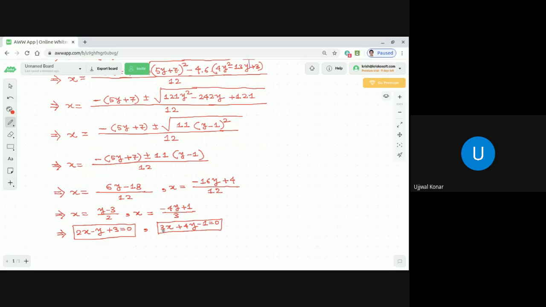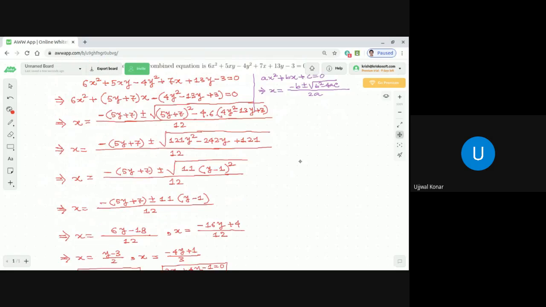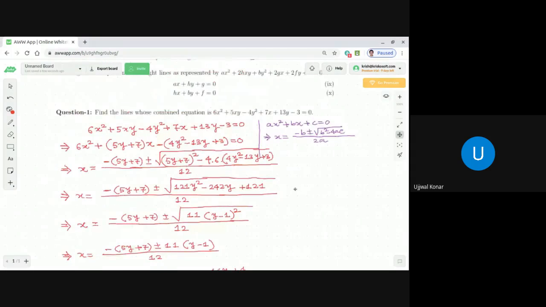I hope it is well understood, dear students, how we can resolve into two factors from a general equation of second degree in x and y. Okay. So now let's proceed further. The next question we can do is a relevant question.